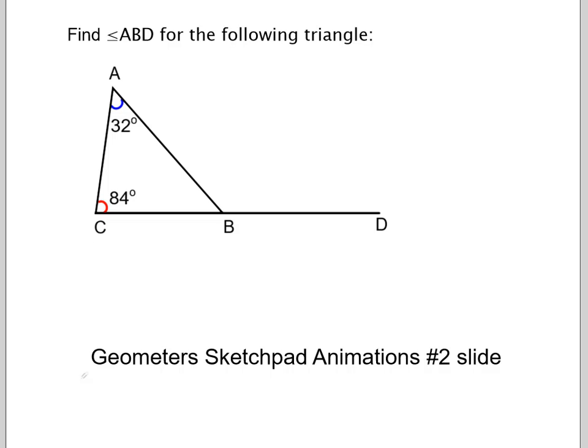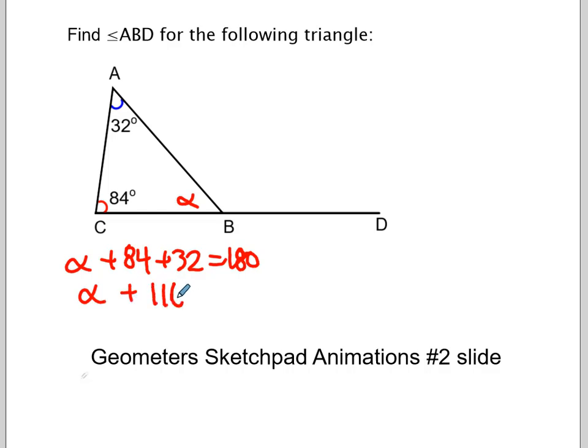If we just approach this as a triangle, let's put a little symbol in there, a little alpha. Okay, so we would say alpha plus 84 plus 32 has to equal 180 degrees. So that would be a little alpha plus 116 degrees equals 180. So little alpha would have to equal 64 degrees. Okay, so we could put a 64 degrees there.